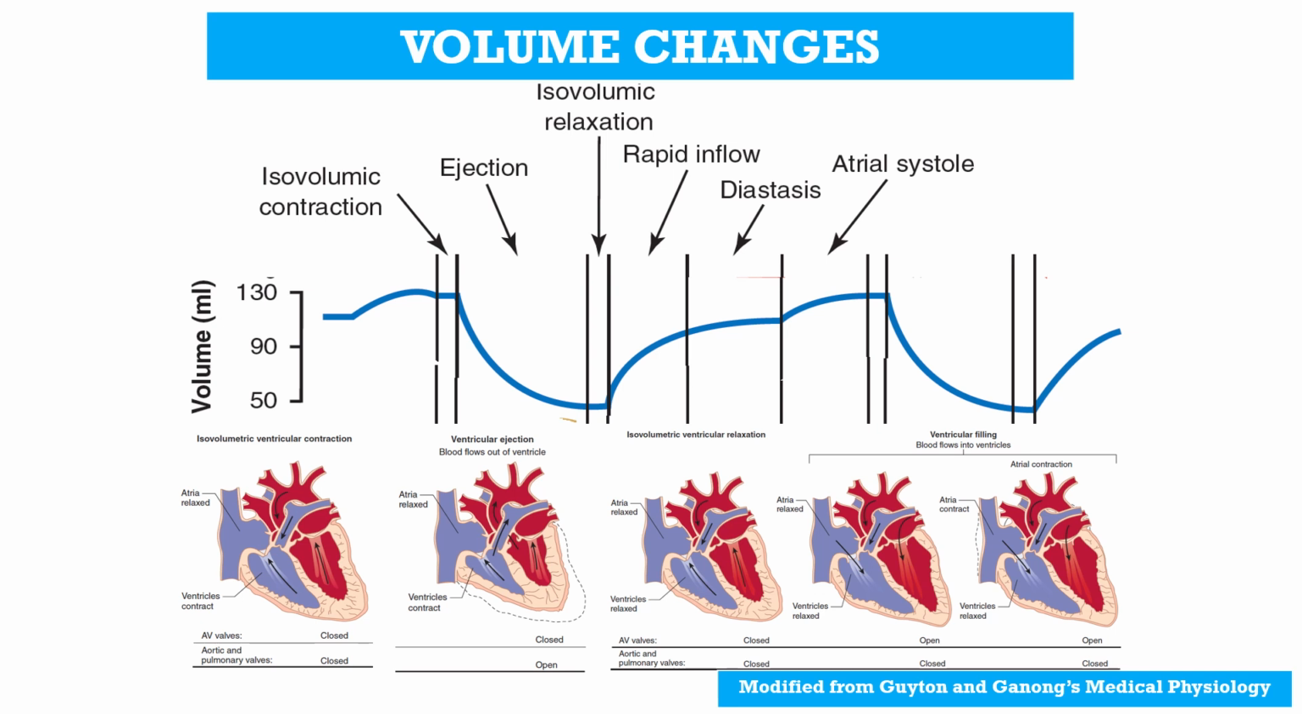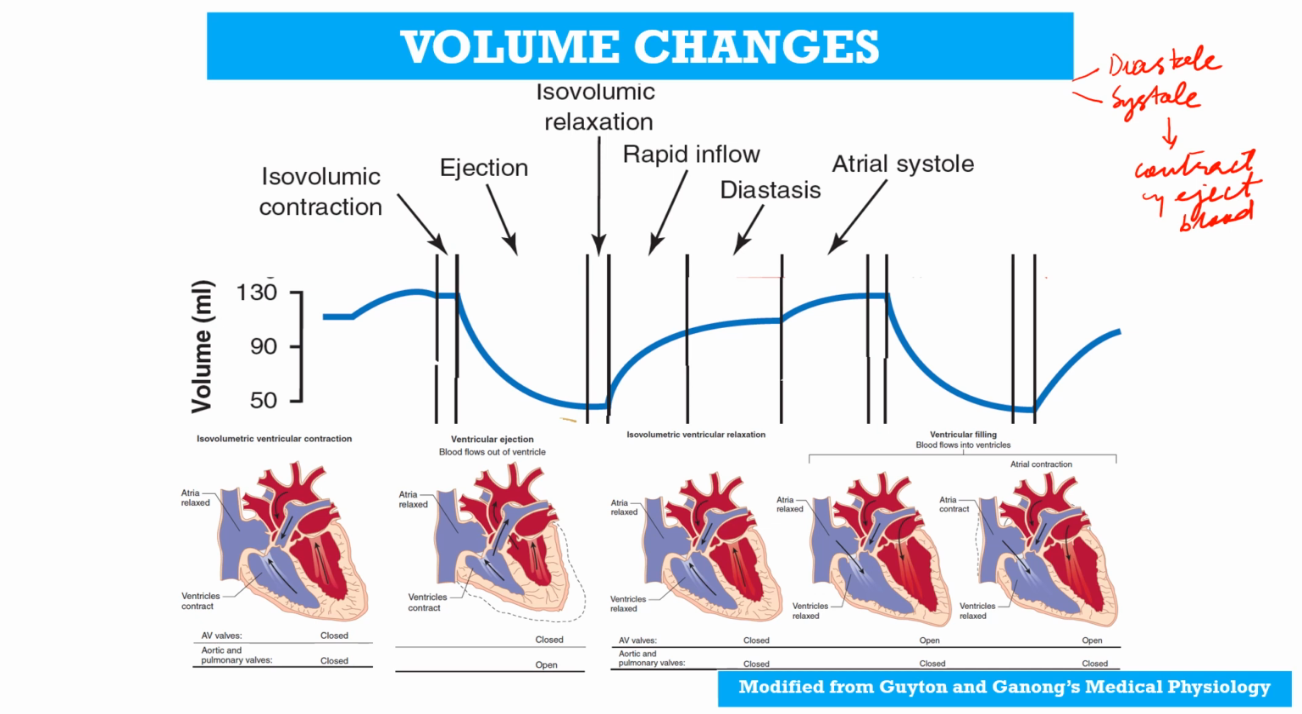As we have discussed in the previous lecture, the cardiac cycle is composed of two phases: diastole, in which the filling of ventricle occurs. The second phase is systole, in which ventricles contract and eject blood. So these two phases, diastole and systole, are divided into different phases.